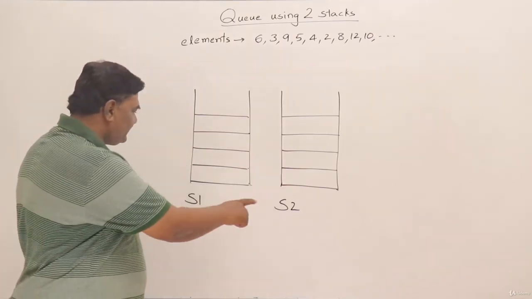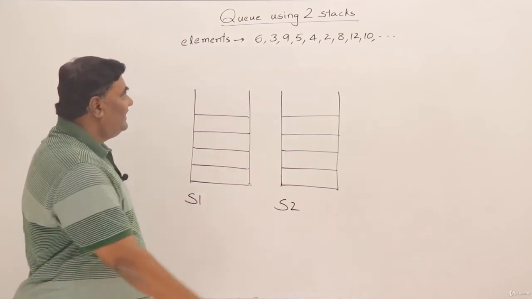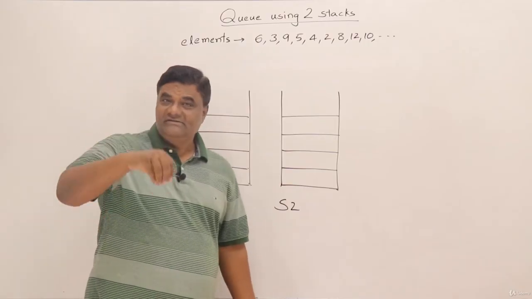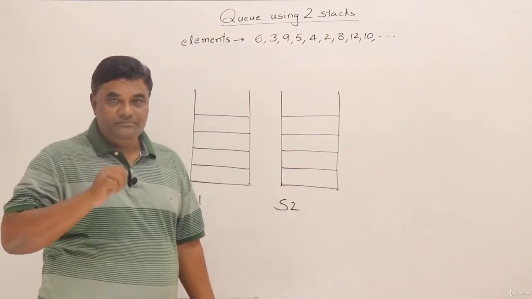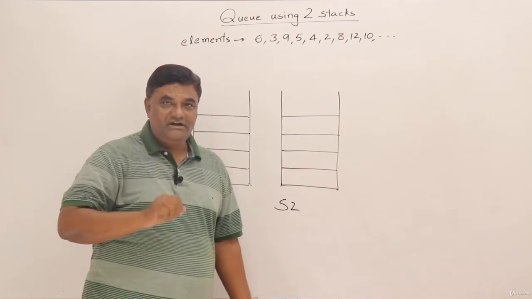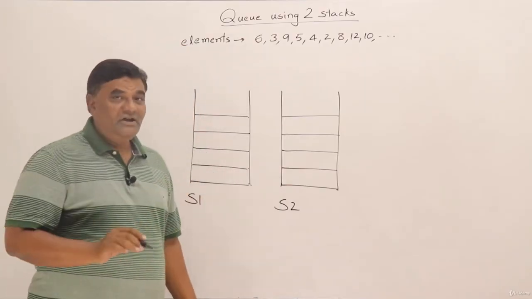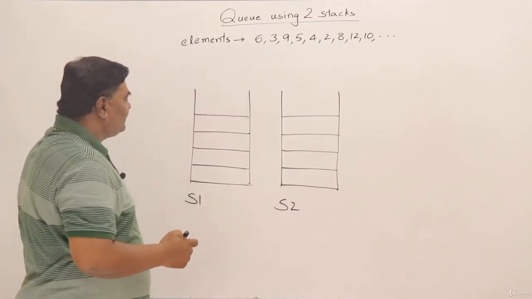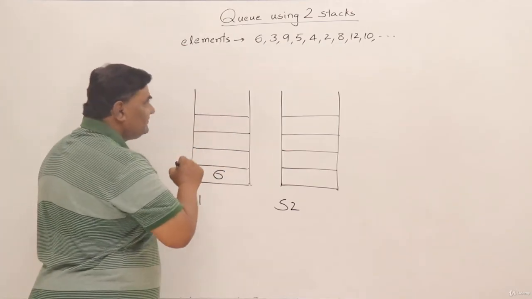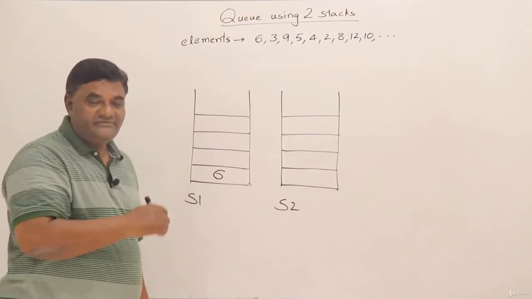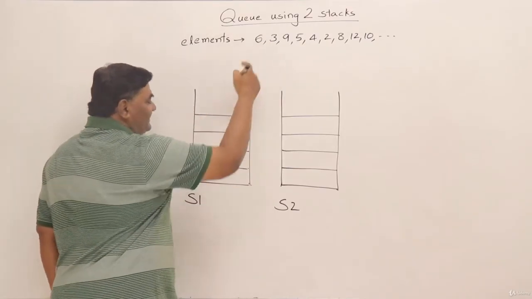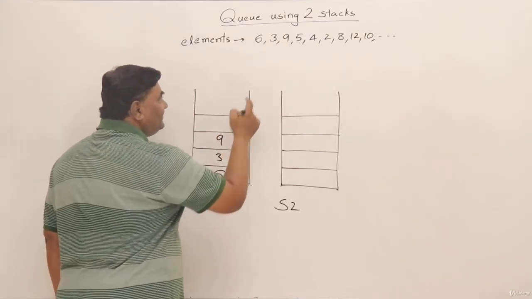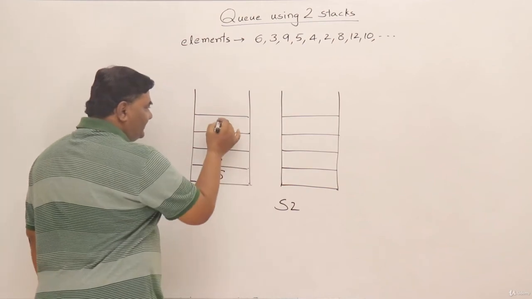So here I have 2 stacks, stack 1 and stack 2. And here I have some set of elements that have to be inserted and deleted from a queue, means NQ or DQ I have to do. But I have stacks. Now let us NQ and DQ some elements. First element 6, I want to NQ. So I should insert it in stack S1. Push it in S1. The next I want to NQ 3. So push it in S1. I want to NQ 9. Push it in S1. NQ 5. So push it in S1.